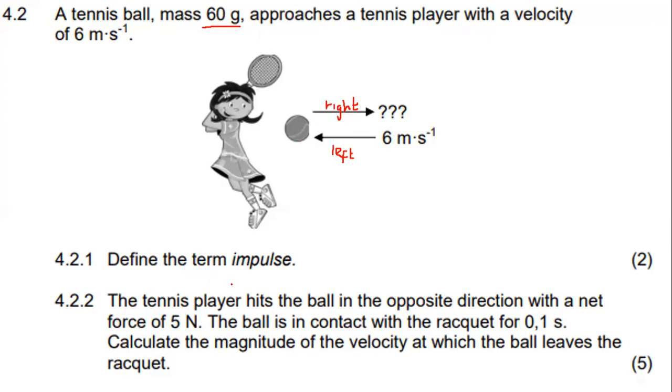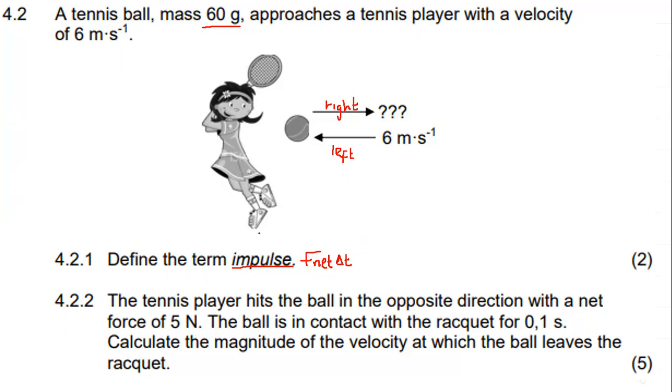Now, we are required to define the term impulse. Now, by definition, impulse, we say, is the product of the net force acting on the object and the time the net force acts on it. So, impulse is the product of the net force acting on an object and the time the net force acts on it.